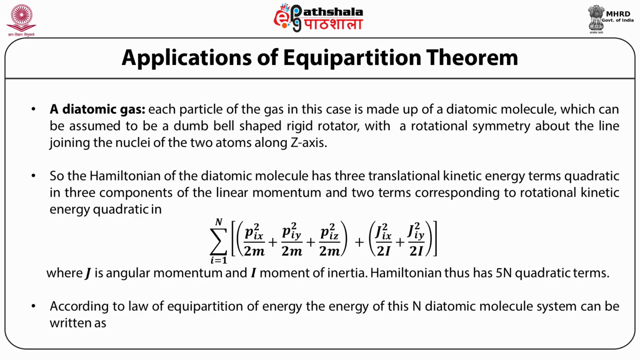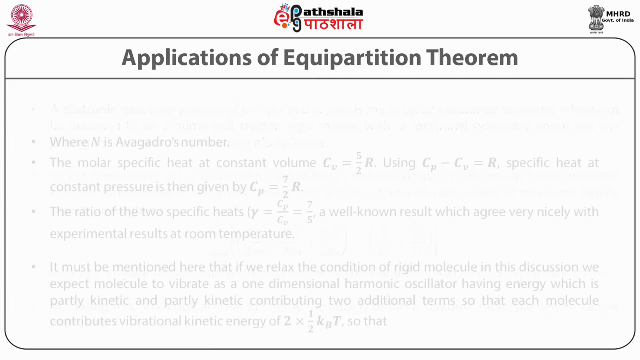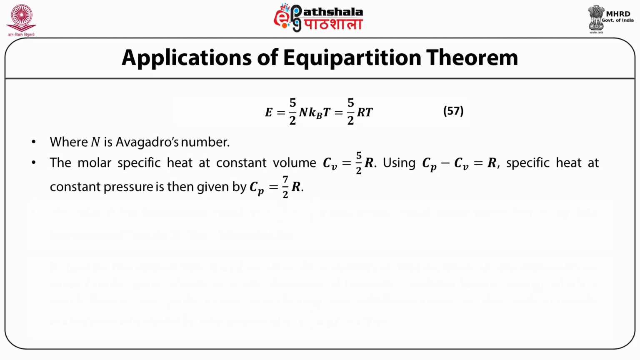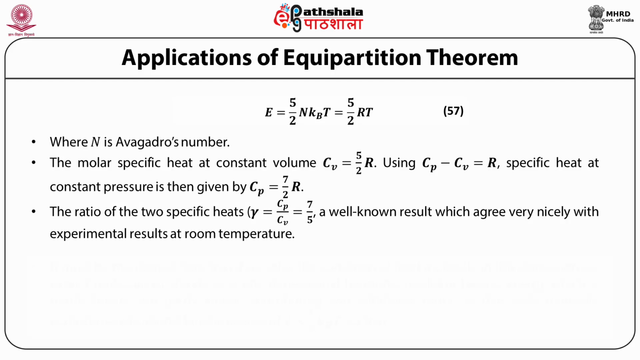According to the law of equipartition of energy, the energy of this N diatomic molecule system can be written as E = 5/2 N kBT = 5/2 RT, where N is Avogadro's number. The molar specific heat at constant volume therefore is Cv = 5/2 R. Using Cp - Cv = R, the specific heat at constant pressure is then given by Cp = 7/2 R. The ratio of the two specific heats, gamma = Cp/Cv, then becomes equal to 7/5, a well-known result which agrees very nicely with experimental results at room temperature.